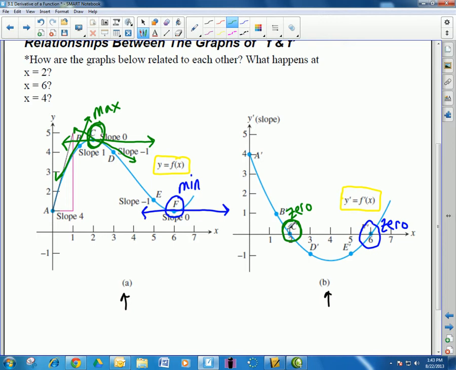So here's the tricky thing. You need to write this somewhere. The y values of the graph of your derivative represent the slope values of your original function. I'll say that again. The y values on the graph of the derivative, these y values up and down here, represent the slope values in your original function over here. That is key. That is vital that you understand that.